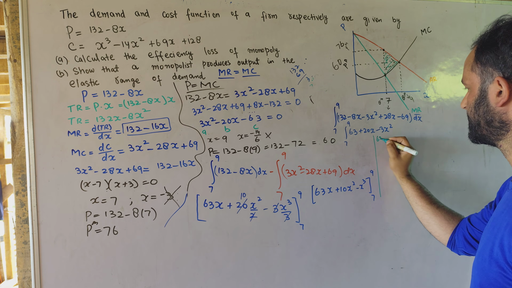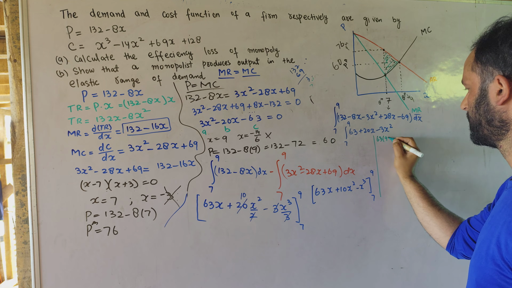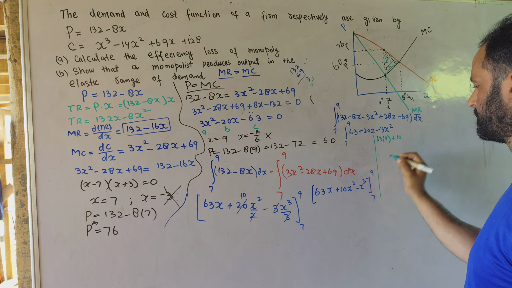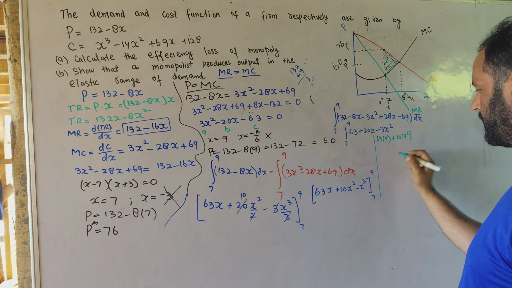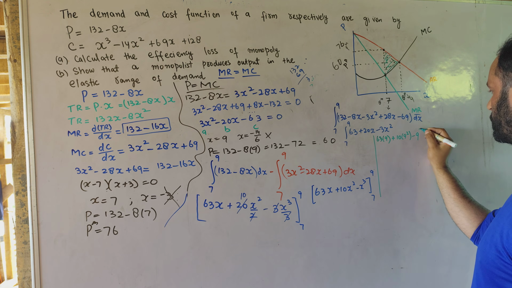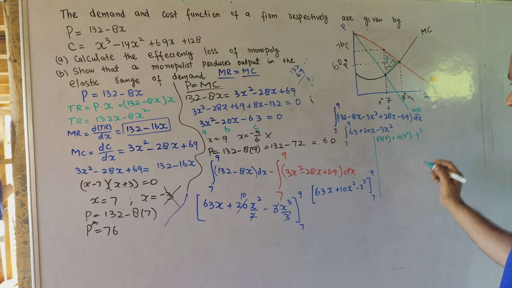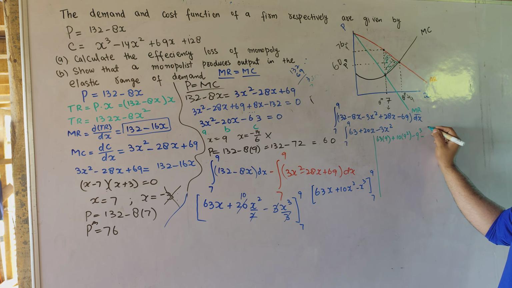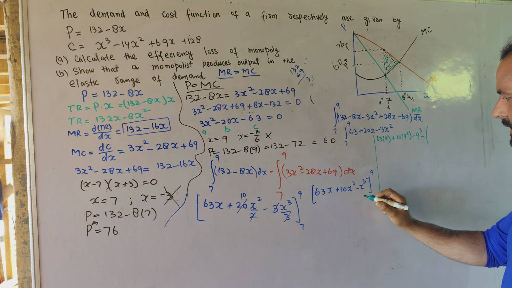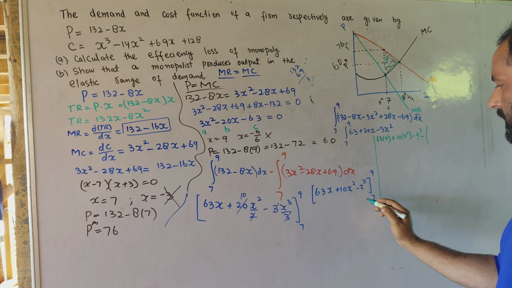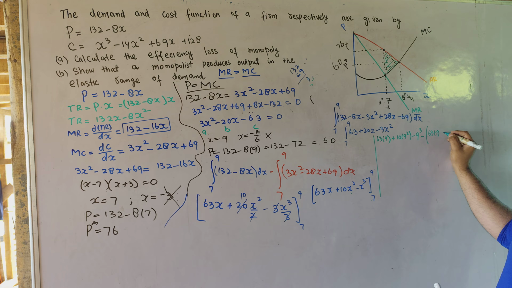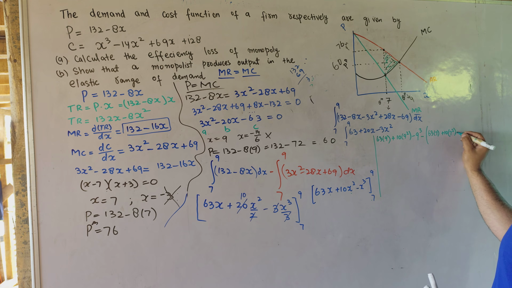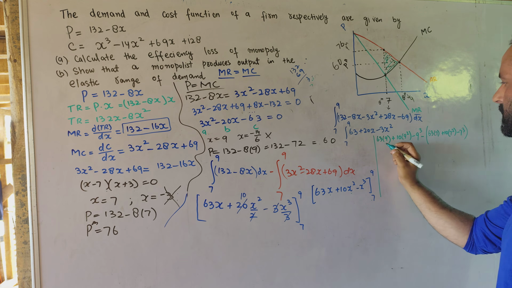So first we evaluate at the upper limit. We have 63, in place of x we write 9. Then plus 10x squared, meaning 9 squared. Then minus 9 cubed. Then we subtract and evaluate at the lower limit, that is, in place of x we write 7. So we have 63 into 7 plus 10 into 7 squared, then minus 7 cubed. Okay, so let us solve it.